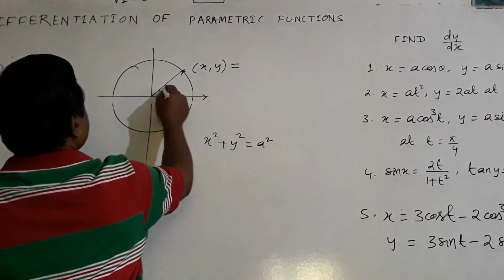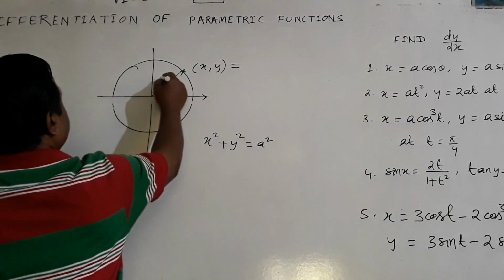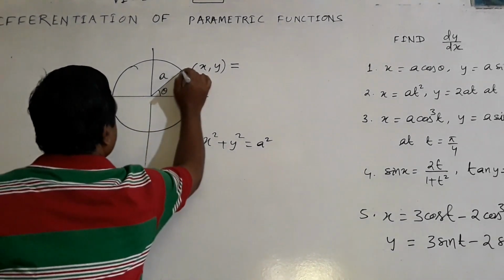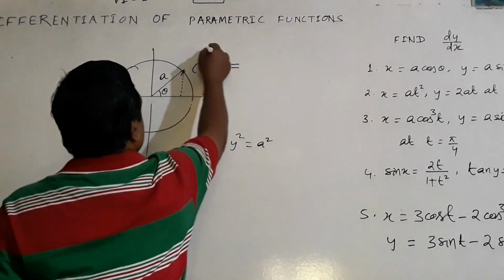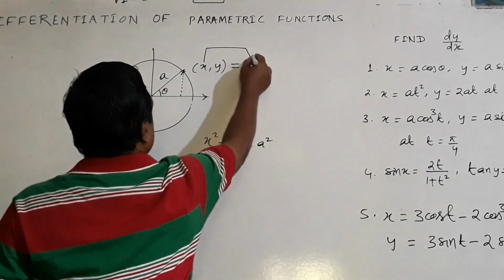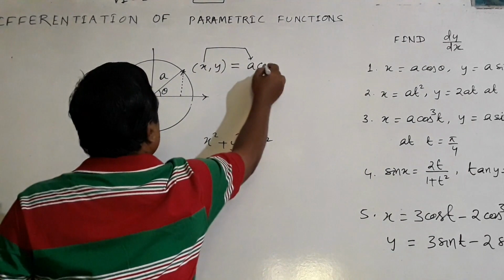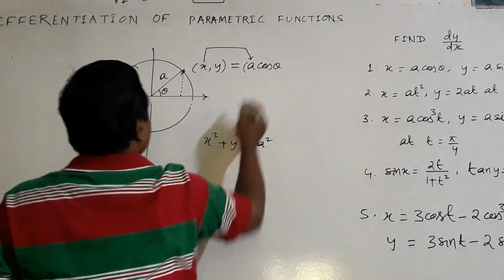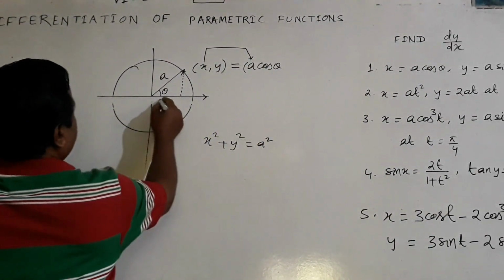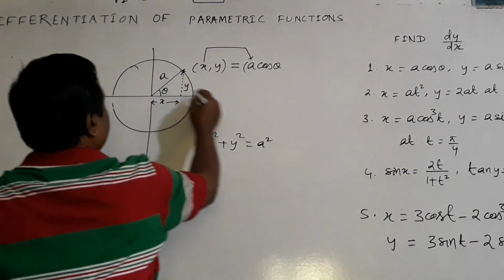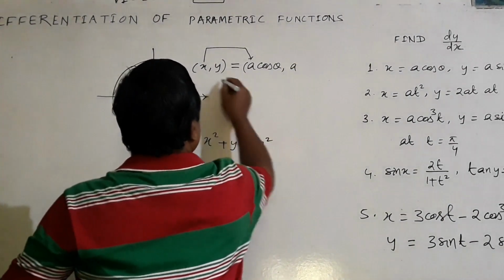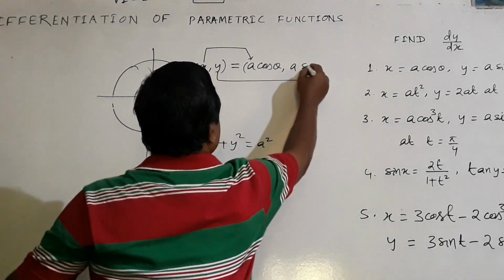Suppose this angle is theta, then if this radius is a, then what is x? Then x is equal to a cos theta. And what is this y? This is your x. What is this y? Y is equal to a sin theta.